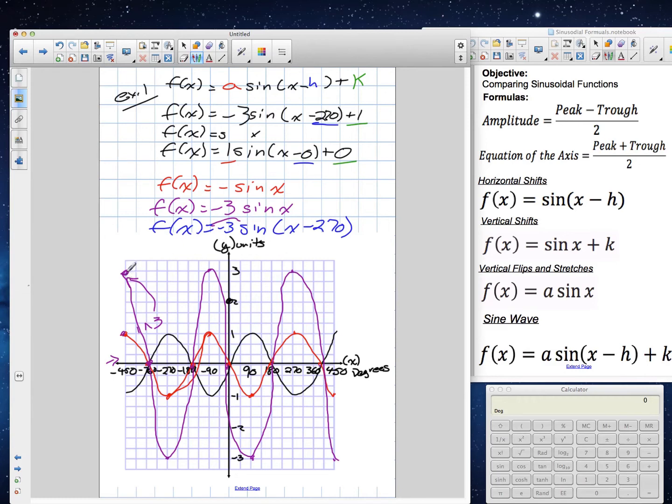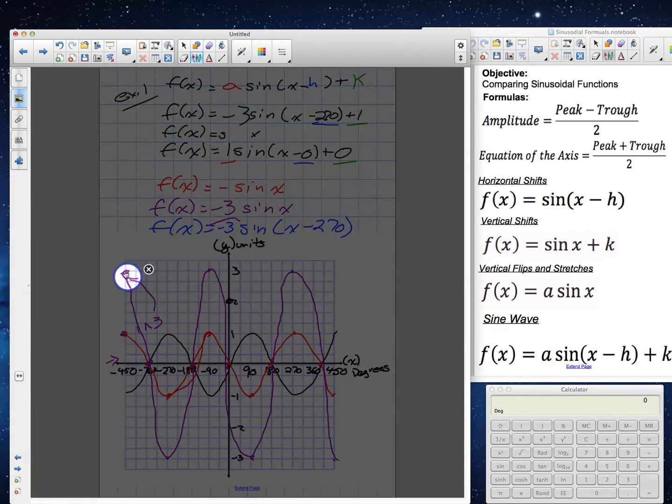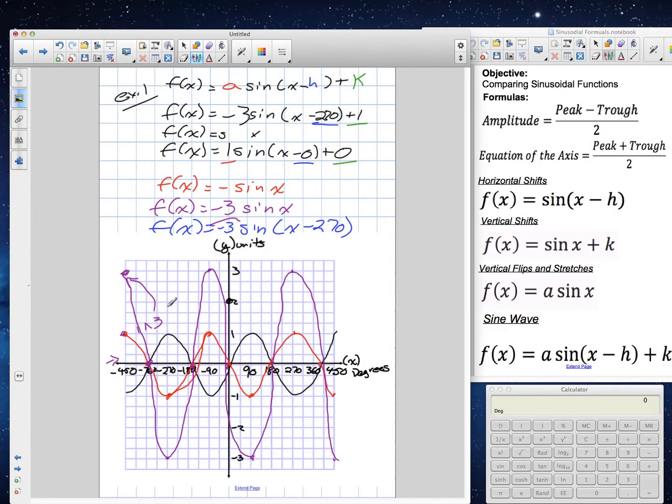So I'm going to take these major points. This one here. Okay. That major point there, this major point down here. We're going to move each of them 270 degrees to the right.